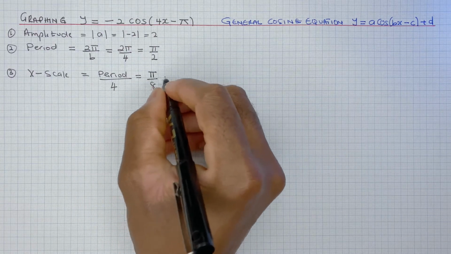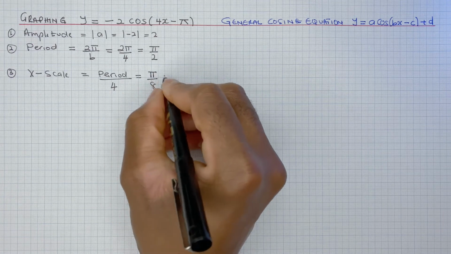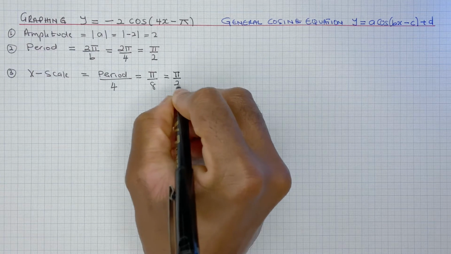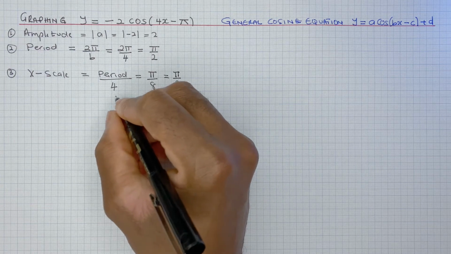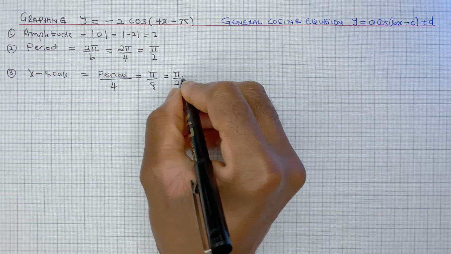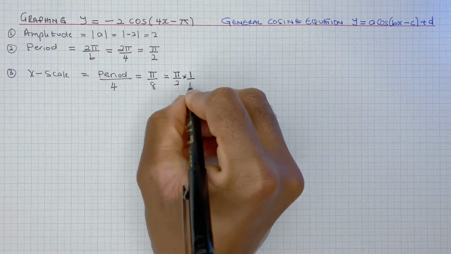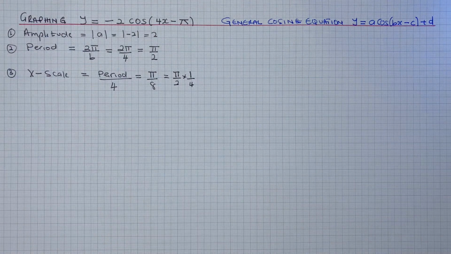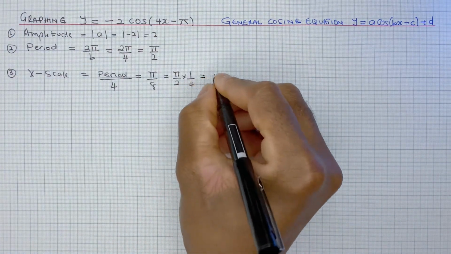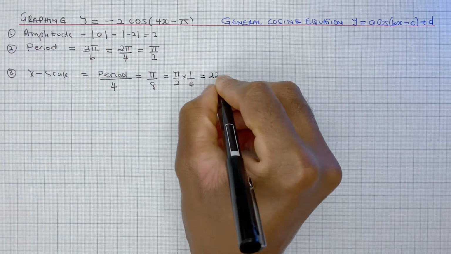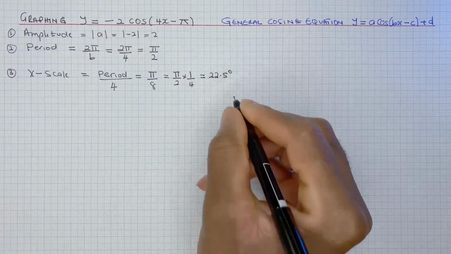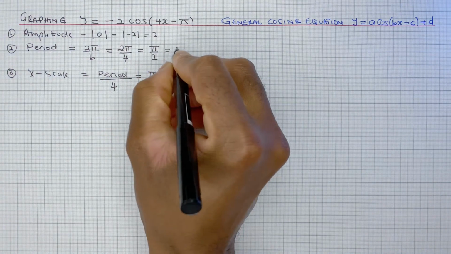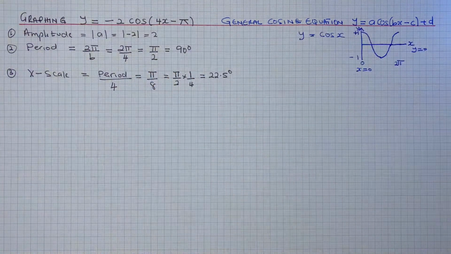How do I get pi over 8? Well, pi over 2 divided by 4. If you're dividing something by 4, you're timesing it by 1 over 4. That's how I get pi over 8. Pi over 8 is 22.5 degrees, and pi over 2 equals 90 degrees.